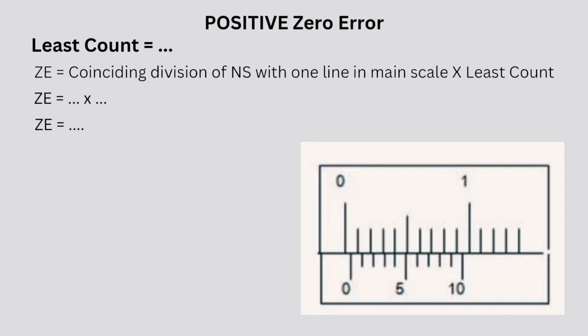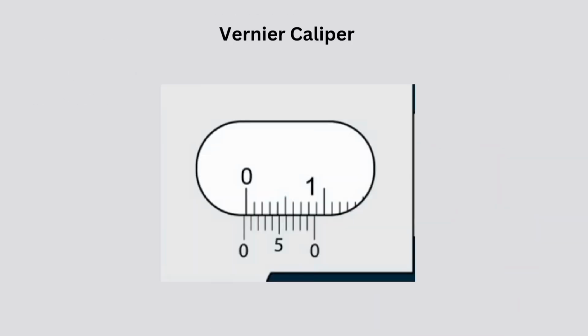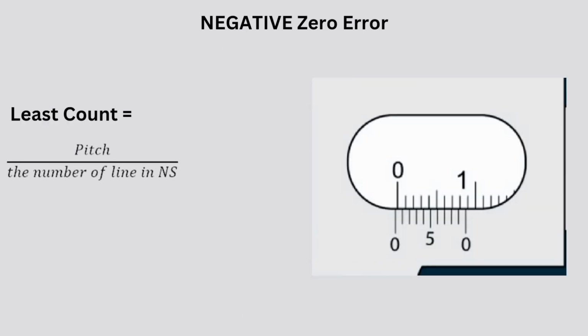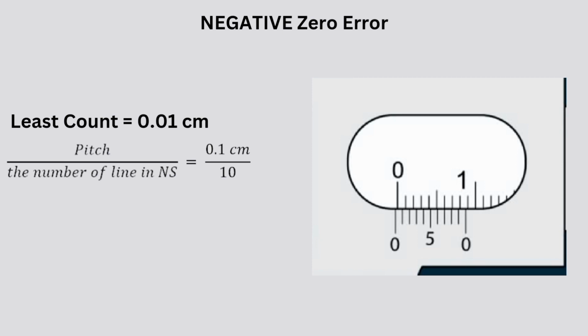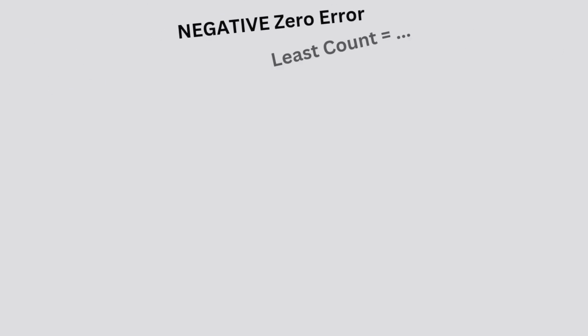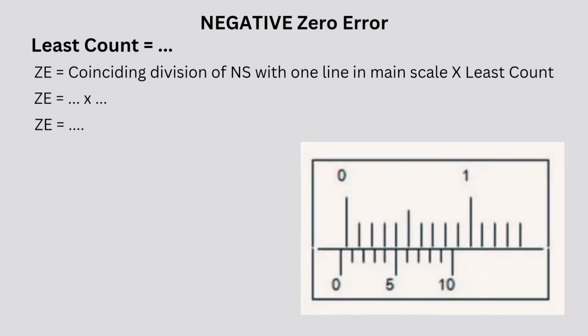If the position of zero division in the vernier scale is more left than the main scale, it's called a negative zero error. The same way is used to find the magnitude of zero error. So the negative zero error from this vernier caliper is 0.07 centimeter. Let's check this picture scale. How much is the negative zero error?